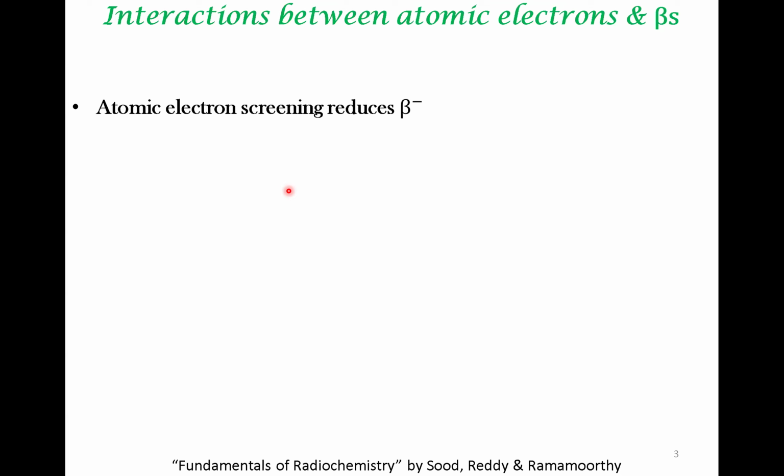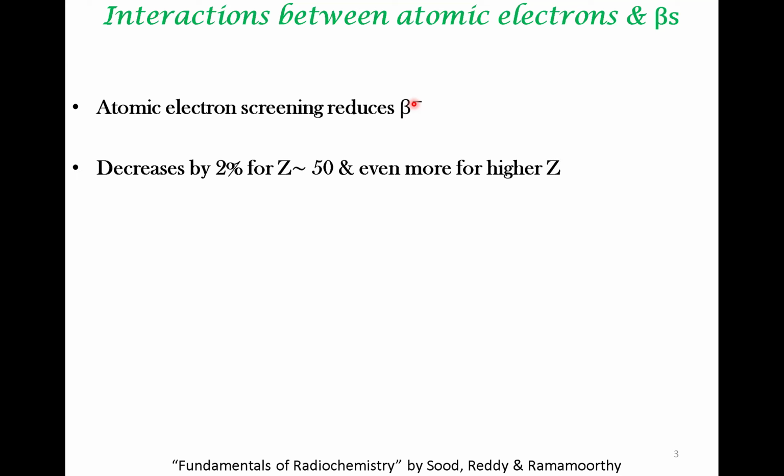There are a few other additional aspects of Coulomb interaction. Outside the nucleus are the electrons, right? So they are negatively charged. The atomic electrons, that is, outside of the nucleus, have a repulsive interaction with beta minus particles. After all, they are electrons too. Therefore, the number of beta minus particles coming out of the nucleus decreases because of the atomic electrons outside the nucleus. The number decreases by 2% for atomic number approximately 50. And if you have a higher atomic number, the decrease in the number of beta minus particles is even larger.